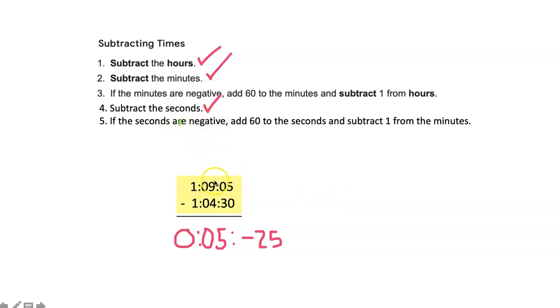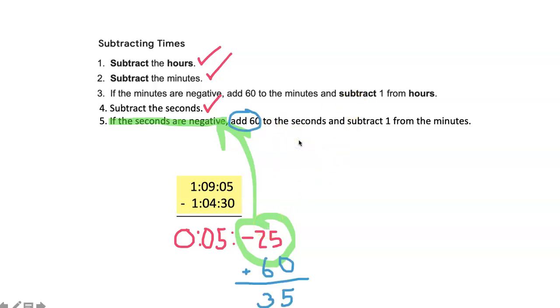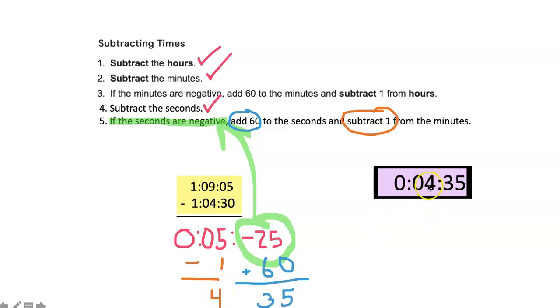Then subtract the seconds. Well, 5 minus 30 is negative 25, right? So the seconds are negative 25. So now we have to follow this simple set of instructions. We add 60 to the seconds. So we add 60 to negative 25 and we get 35. And we subtract 1 minute from the minutes. So subtract 1 and we get 4. So the answer is 4 minutes and 35 seconds.